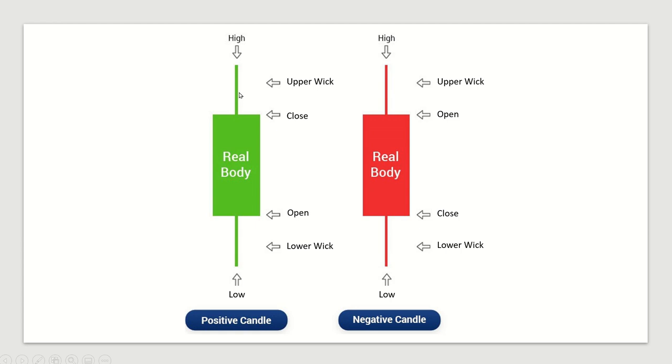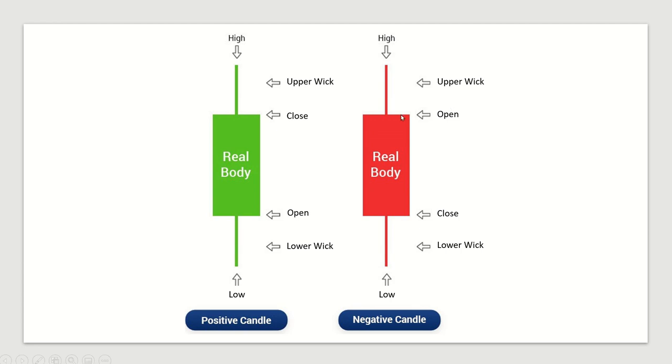The wicks tell you what the high was and what the low was. And importantly, if there's a wick, it means price went to that level, but then it moved away from that level. Like it went all the way up here, but then it came back down and it closed here. It went all the way down here, but it came back. We'll get into that. It gets a little complicated.